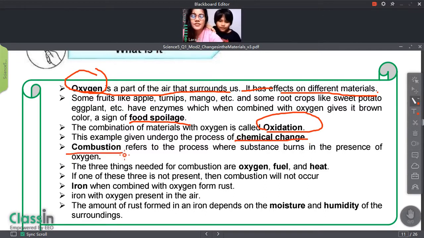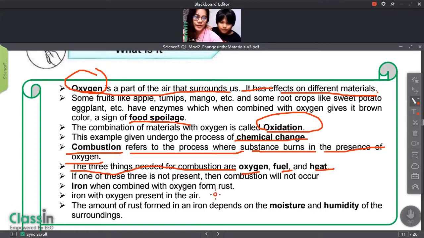Combustion. What is combustion? It refers to a process where a substance burns in the presence of oxygen. Yes. The three things needed for combustion are oxygen, fuel, and heat. If one of these three is not present, then combustion will not occur.